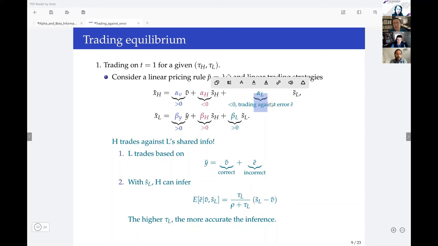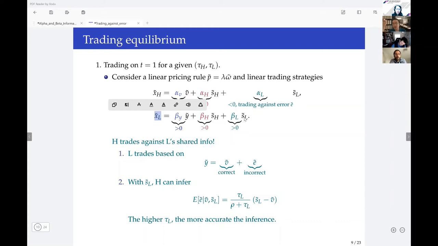That's what's driving the result. We call it the trading against the error effect. Why does H investor trade against the information shared by L investor? Because if you think about H investor's information set, she actually knows the fundamental value V. So the information shared by L is of no use for H investor to predict the fundamental value. The information shared by L is only useful for H investor to predict the market price.